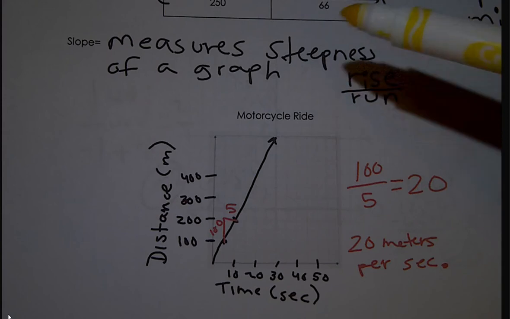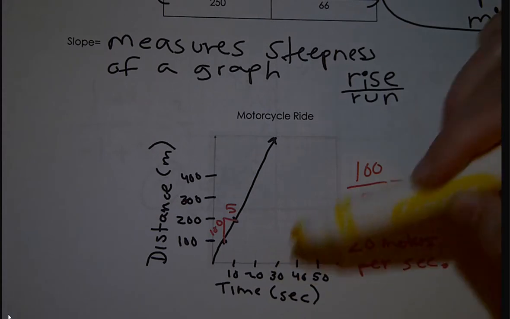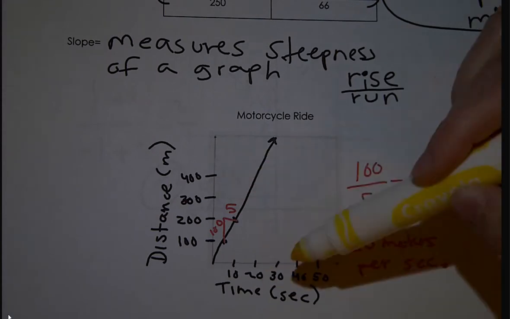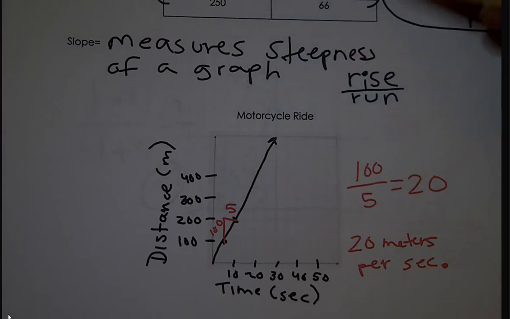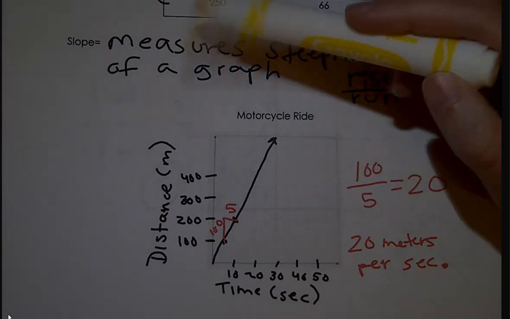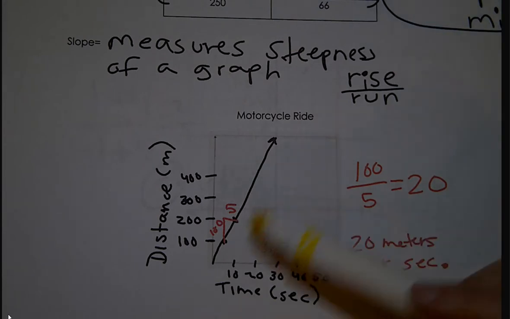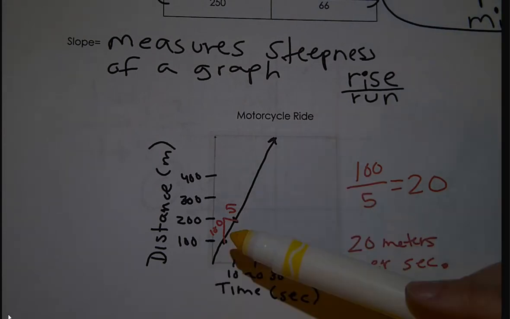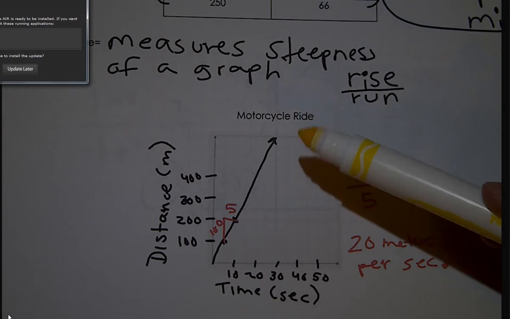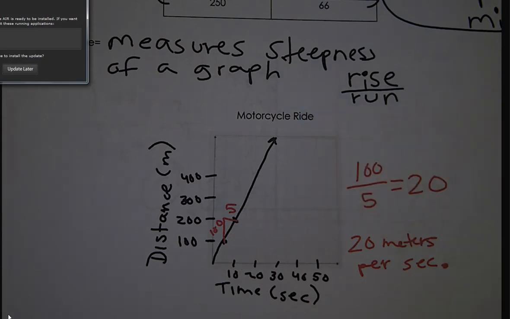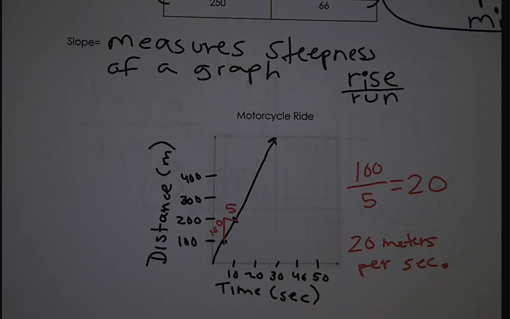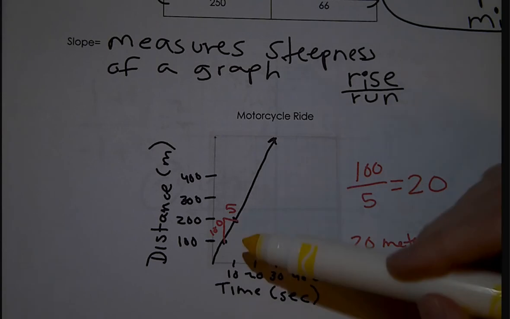When I talk about rate of change here, sometimes you'll also hear it talked about as slope. You need to know that the slope of a graph measures the steepness of a graph. So how steep is this graph? That's what slope measures. But slope and rate of change are the same thing. It's just that slope talks specifically about the steepness of a graph.